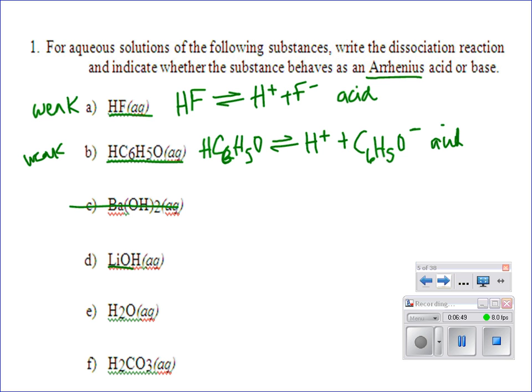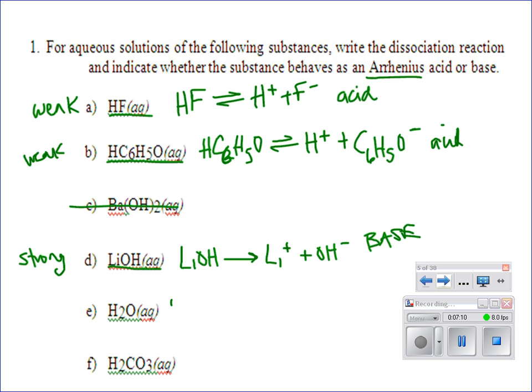D, strong or weak? Strong. So since it's strong, it's going to dissociate 100%. So we're going to have a single-headed arrow making the two ions. Is this an Arrhenius acid or base? Good.